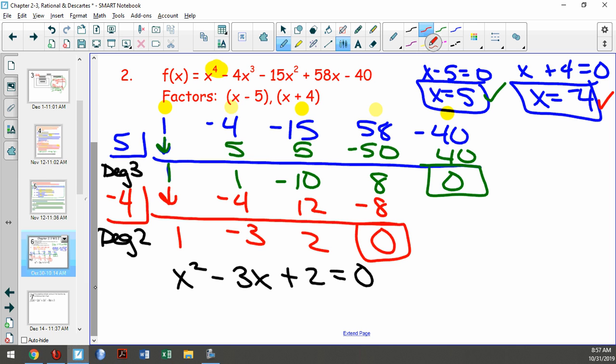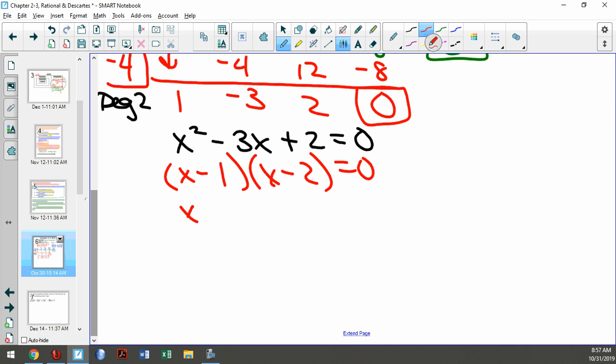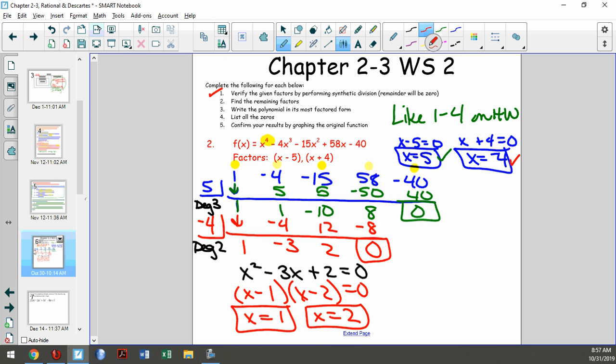That's going to be an x and an x. x minus 1, x minus 2 is equal to 0. So my remaining roots are going to be 1 and 2. So did I find the remaining factors? Yes, I did. So then number 3, it says to write the polynomial in its most factored form.